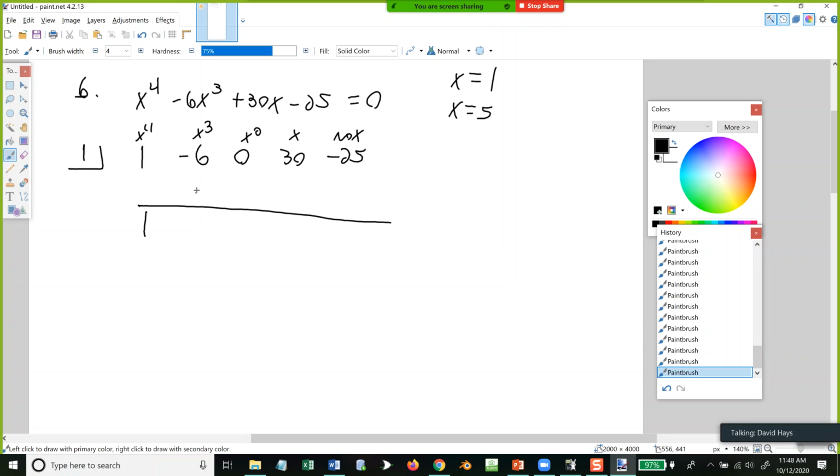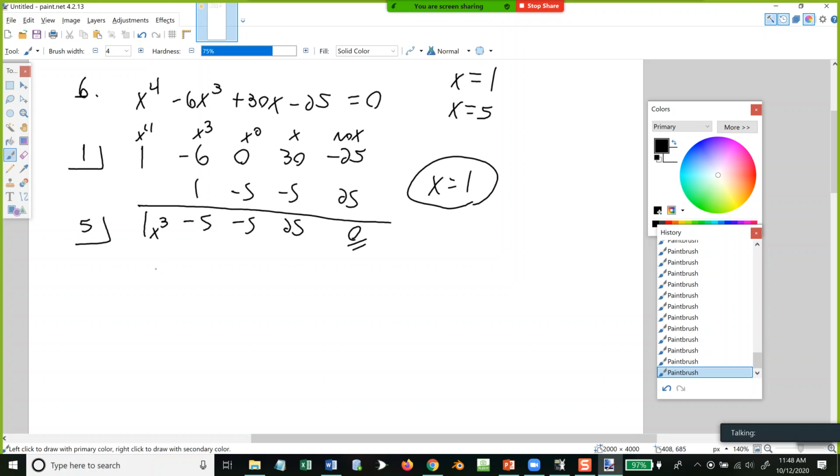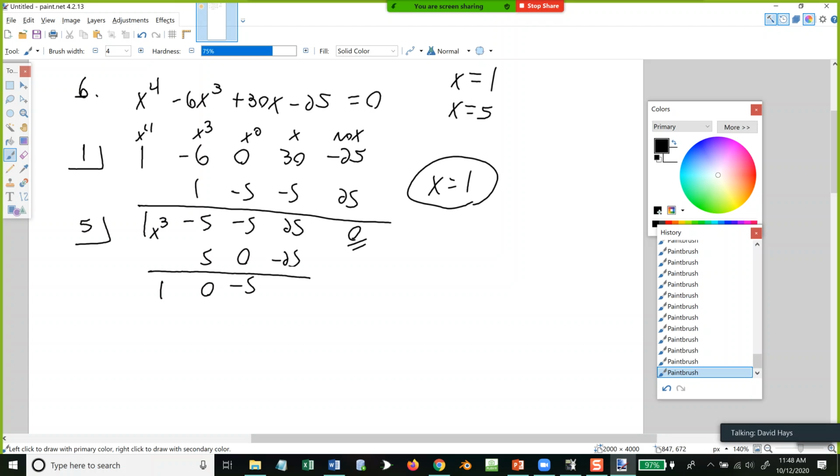Okay, so add, multiply, add, multiply, add, multiply, add, multiply, add. That tells us that our first answer is x equals 1. This was x to the 4th. We're now down to x to the 3rd. Now I want to plug in my second answer. Add, multiply, add, multiply, add, multiply, add. We get another remainder of 0, which means x equals 5 is our second answer.